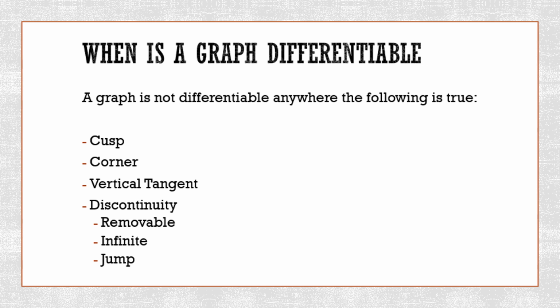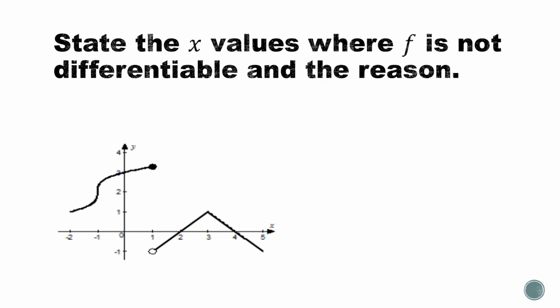Now we're going to add on for differentiability. It also cannot have any cusps, any corners, or any vertical tangents. So let me try to draw that out real quick. A cusp would be something like that. A corner would be something like that. And a vertical tangent would be something like that, where it goes straight vertically in the middle somewhere. All right, so if you have any of these three, plus if you have any of the discontinuities that we already learned about, your graph is not differentiable at that point.